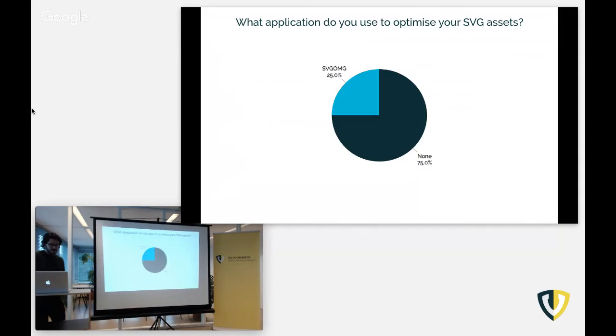Okay, another question. What application do you use to optimize your SVGs then? Well, most of them optimize. Why should they optimize? It's an image. I don't know. And for some reason, some of them also knew SVGOMG, which I think is quite a cool thing to know about. Although a lot of things that you can do with your SVGs to make sure they're not that big or are more flexible to use are not things that you can figure out with SVGOMG or make sure are maintained with it.